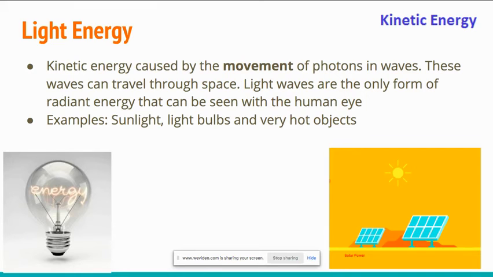And when we think about light energy by itself, without electricity, without nuclear and chemical fission and fusion, we think about the movement of photons in waves. So if we just break light down to exactly what it is, not where it comes from, it's all about these little particles called photons moving in waves. And we already talked about light waves being transverse. These waves can travel through space, which is a good thing because without the sun's light, we'd all shrivel up and die. So examples of light energy are pretty obvious: sunlight, light bulbs, and hot objects.